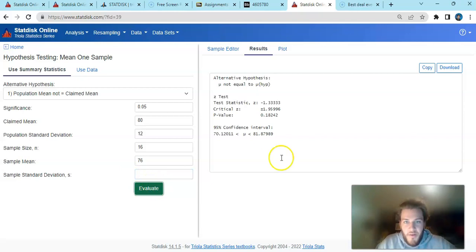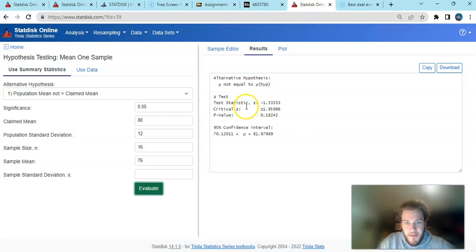We're going to click evaluate, and here we are given our alternative hypothesis: mu not equal to the null hypothesis value. So our null hypothesis in this situation is that our average exam score is 80, or that there is no significant difference between the online and the traditional class. So our null hypothesis is mu equal to 80, and our alternative hypothesis is that our exam score is not equal to 80, or that mu does not equal 80.